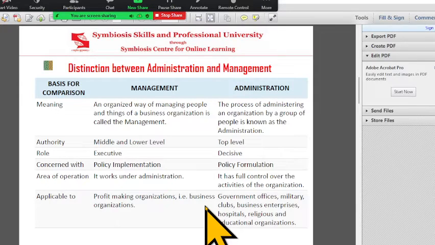The explanation or the answer is very simple. Because they are into this policy formulation. Can you see the screen, all of you?